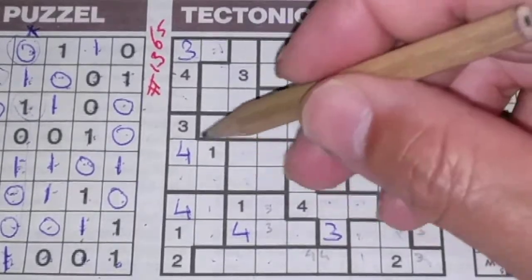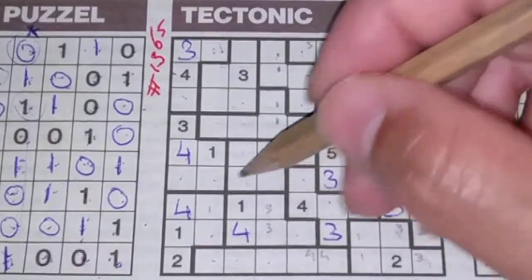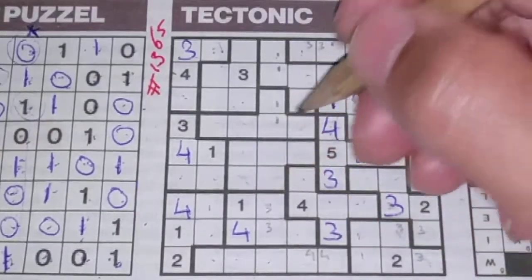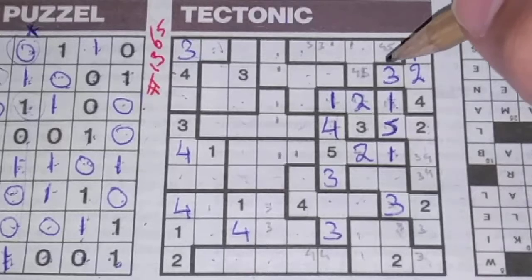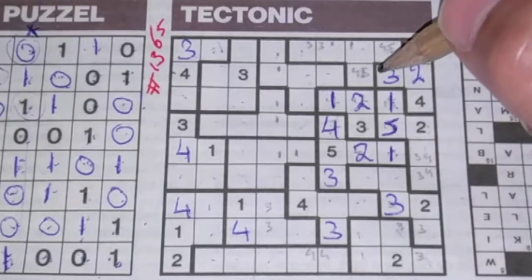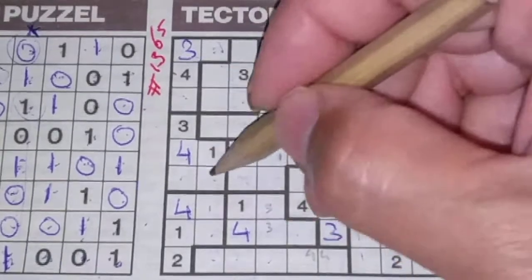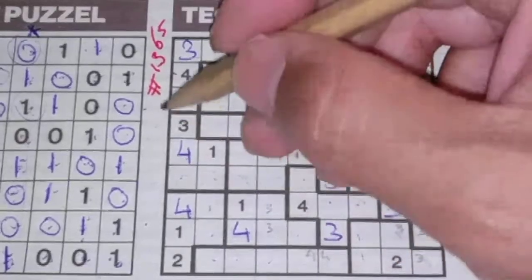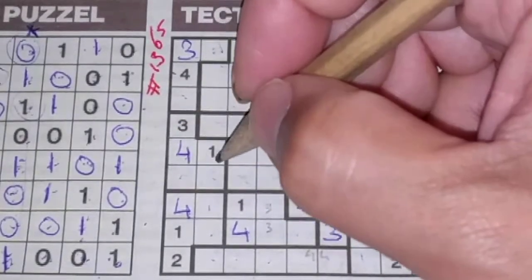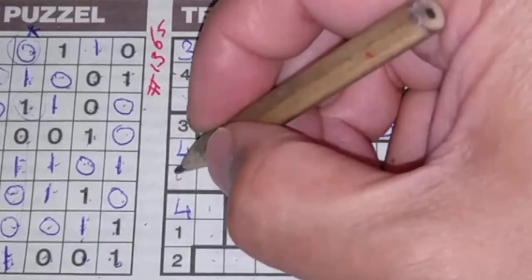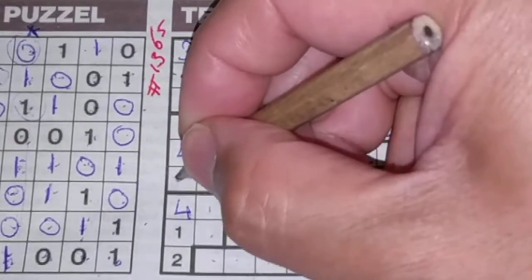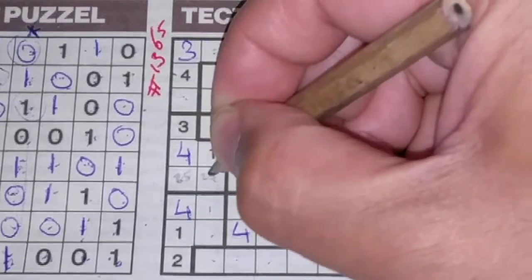These 2 boxes cannot be a 1. So the 1 could be here or could be there. 2 boxes left in this big area. The 5 and the 2. Let me mark them. 2 and the 5.